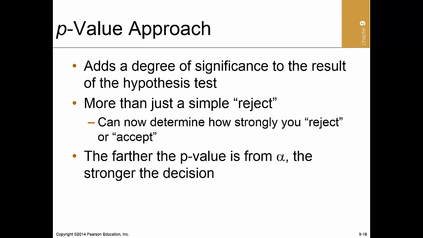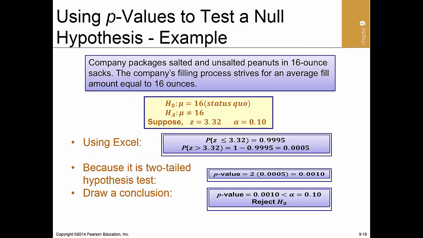In this example, we've got a company that packages salted and unsalted peanuts in 16-ounce sacks, and we want to test the status quo with the mean fill weight of 16 ounces. If we fall outside that range, such that alpha equals 0.10, we would reject the null hypothesis. Here we could use the NORM.S.DIST function in Excel for a z-score of 3.32 to come up with a probability of 0.9995.